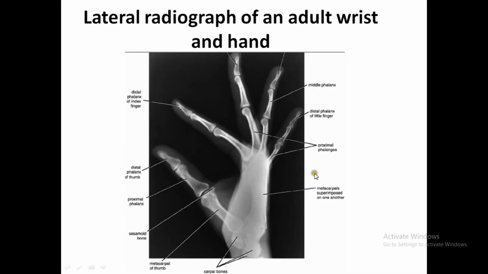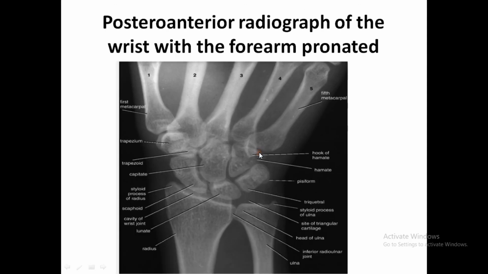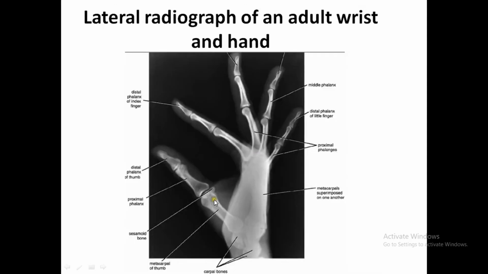This is the lateral radiograph of an adult wrist and hand. In this, you could first of all see the carpal bones, then you could see the metacarpal of the thumb, the proximal phalanx, the distal phalanx of the thumb. In the index finger, you could see the distal phalanx of the index finger, distal phalanx of the little finger, the middle phalanx, and the metacarpals, which are superimposed on one another.